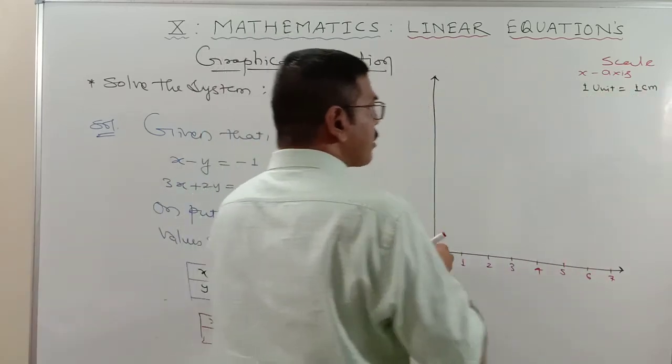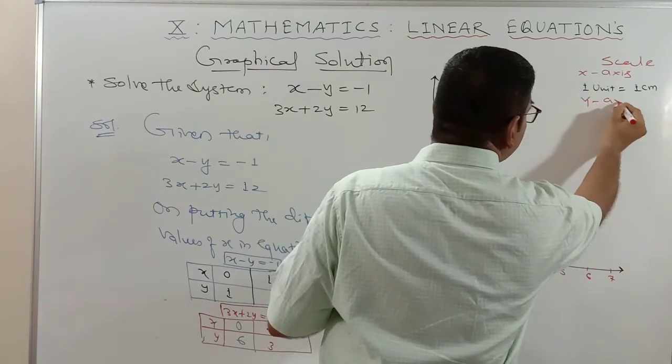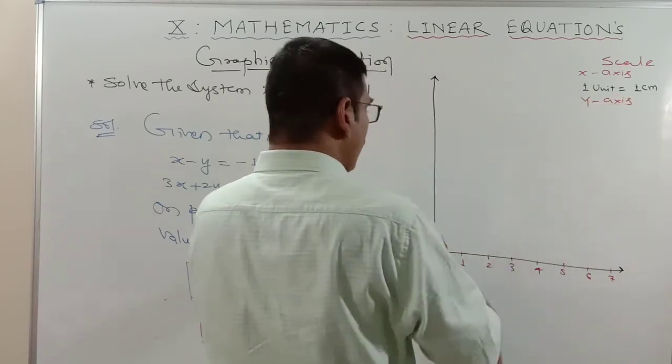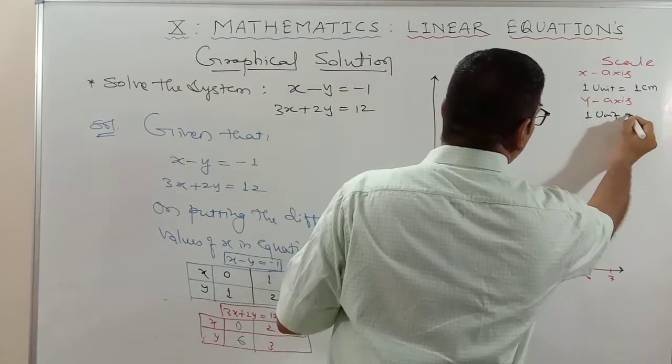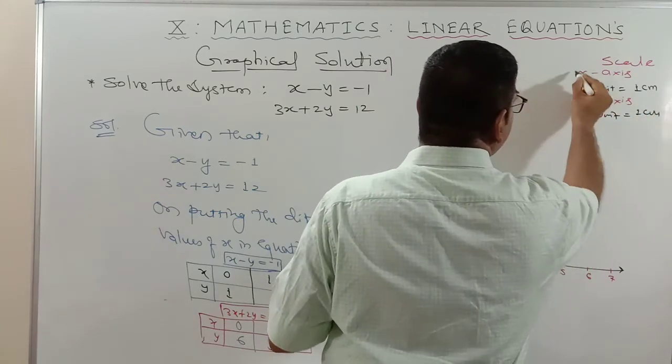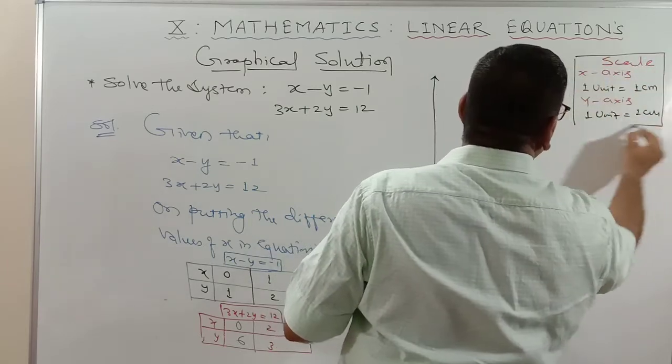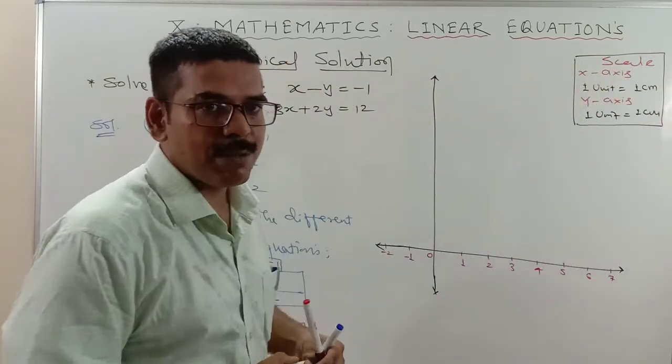Again you will have to write for the y-axis. So for the y-axis again you are writing 1 unit is equal to 1 centimeter. That is all in scale. This is complete. That you will have to write, it is compulsory.